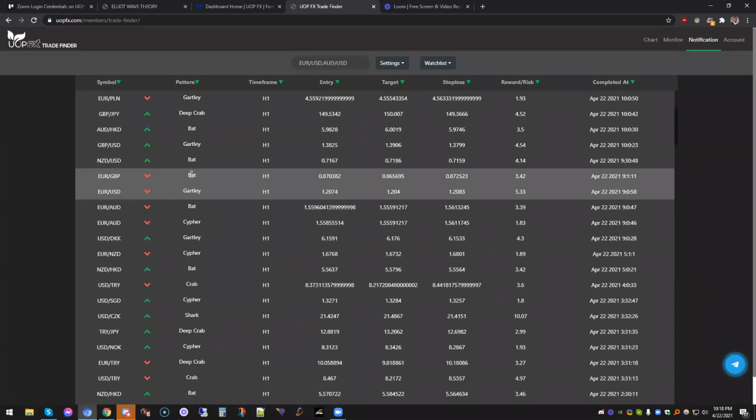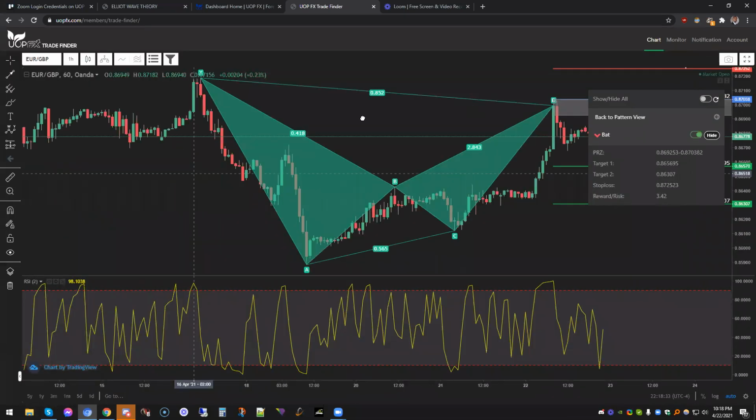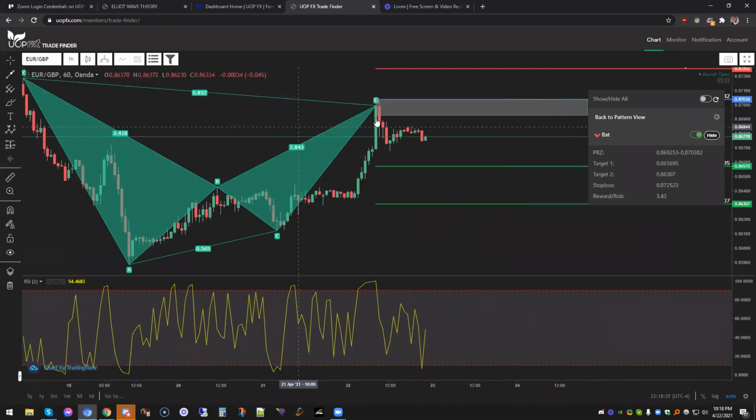This one is strictly European session. We got Euro pound. We have a bat formation. When did this one complete? This one completed at 8 a.m. Eastern Standard. That's in the US session, right? Now, look what's happening. This is giving us a signal to go short in the US session. So this is the open of the US session. This is where it's telling us to go short.